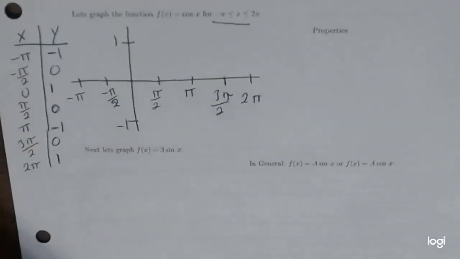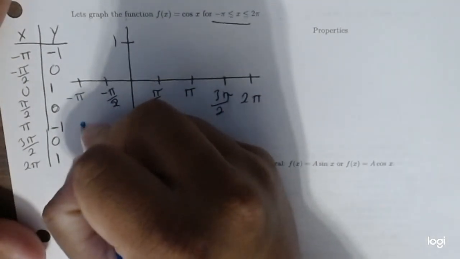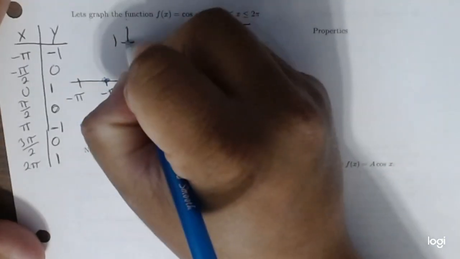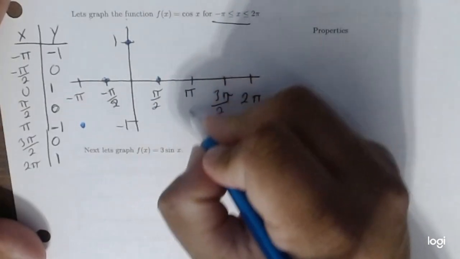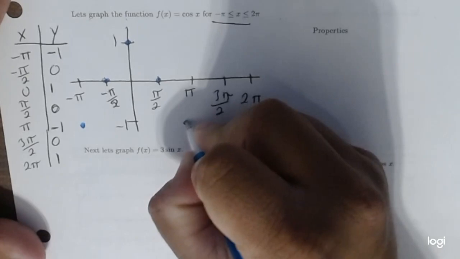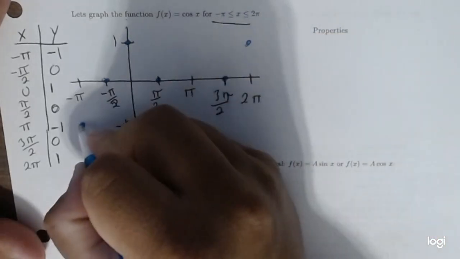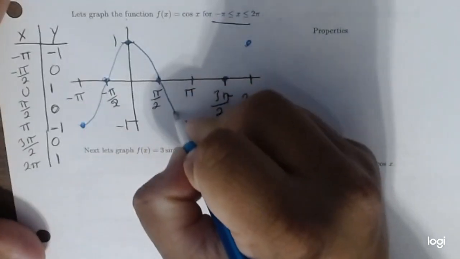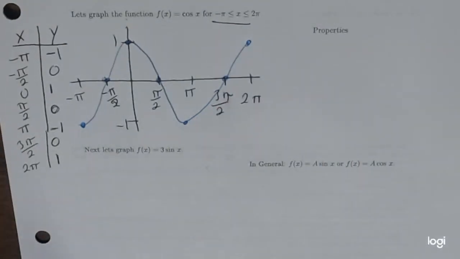Okay, so now this time we're going to start with negative pi and negative 1. So this starts actually down here this time. Okay. Negative pi over 2 is 0, 0, 1. Pi over 2, 0. This is going to be negative 1. This is 0. And then finally we go up to 1 again. So it kind of looks like this. Like that. So it's very similar to the sine function, right?